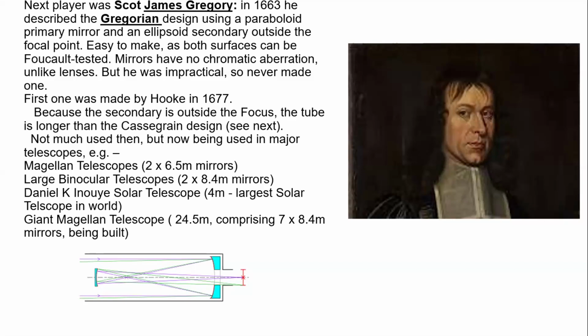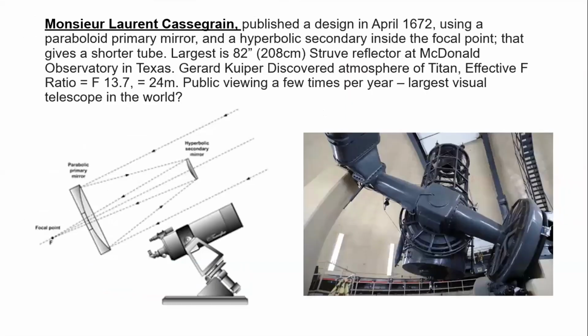And the GMT, the Giant Magellan Telescope, which is being built with 7 8.4 meter mirrors, is using the Gregorian design. So that goes way back to 1663. And it's just interesting that while it phased out for a while, it's now coming back in again. And I hadn't really realized that until I looked into this subject.